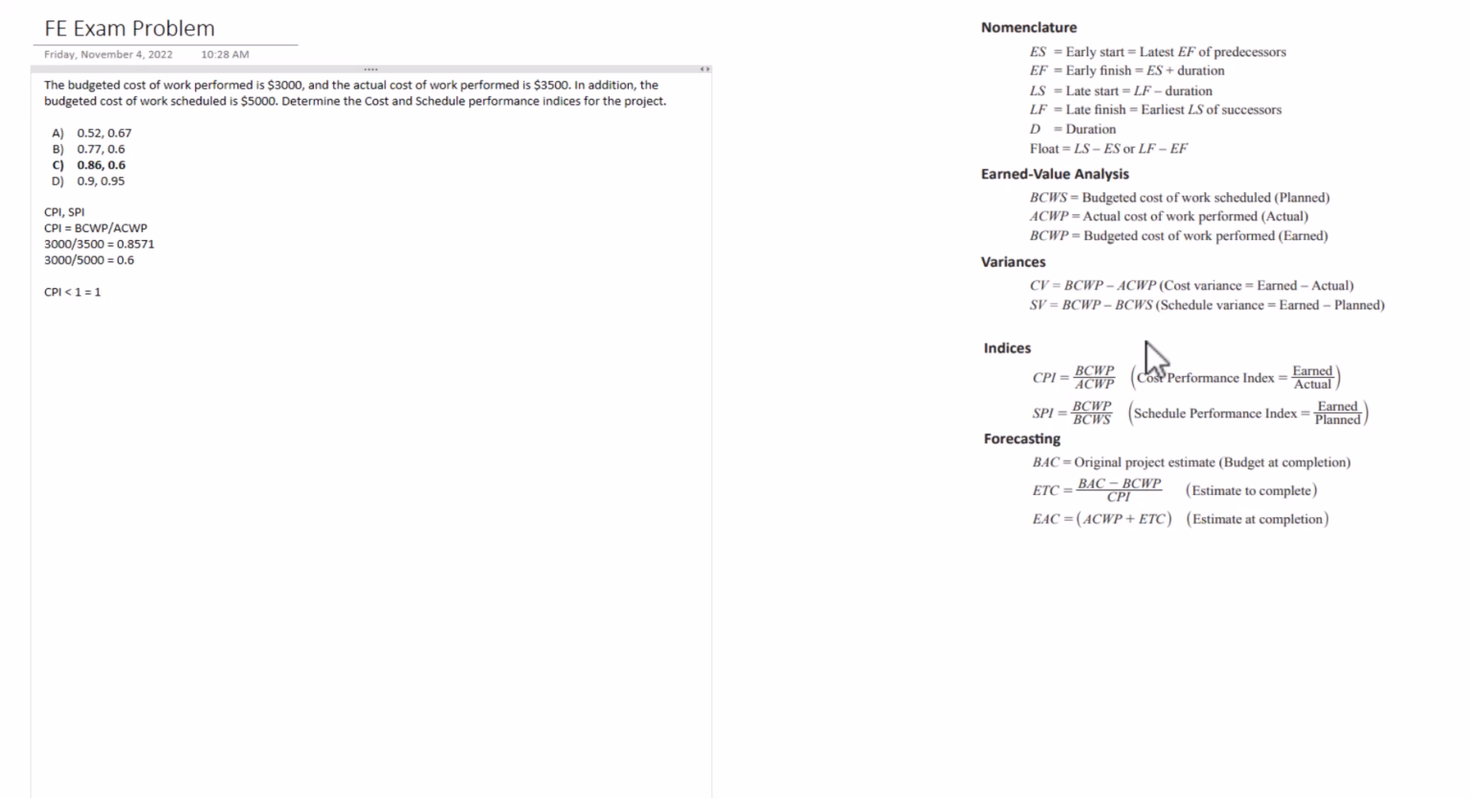And so what this means is that the project is behind or over budget when it comes to cost because the CPI is less than 1. Same thing with SPI. The SPI was less than 1, meaning the project was behind schedule. If the SPI was greater than 1, then it would be ahead of schedule. And if the CPI was greater than 1, then that means that the project was under budget, that you were not going over the cost. So those are just some terms that you may be quizzed on as well with this problem.